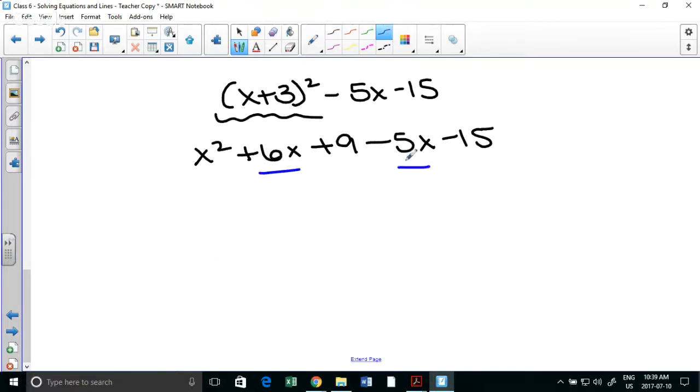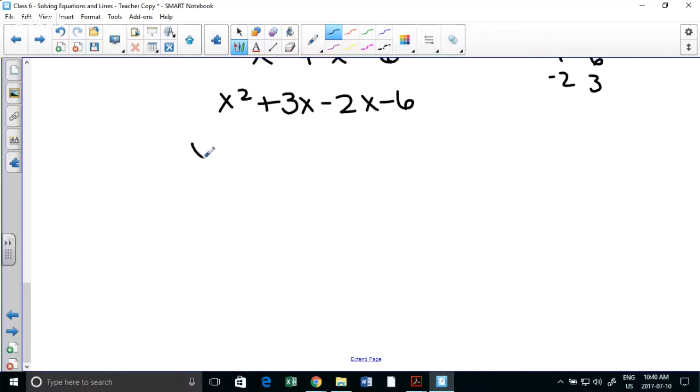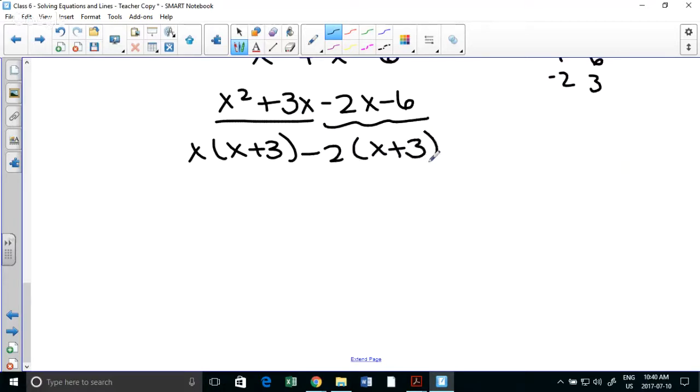You put your like terms together, and that gives you x squared plus x minus 6. Product is 6, sum is 1. So this breaks into 1, 6, 2, and 3, with the smaller number being negative. So I have x squared plus 3x minus 2x minus 6. Regrouping, I can pull out an x out of the first 2. Out of the second 2, I can pull out a negative 2. And you regroup to get x plus 3, x minus 2.